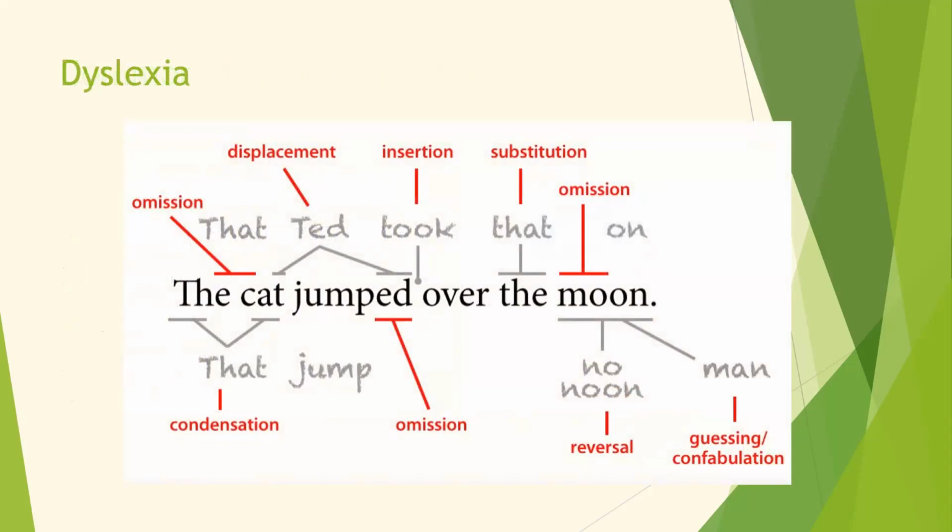A child with dyslexia cannot make sense of the written words, often omitting, condensing, substituting, reversing, or displacing words as they attempt to read. They often fabricate words they know rather than attempt to sound the words out because the task is overwhelming to them.